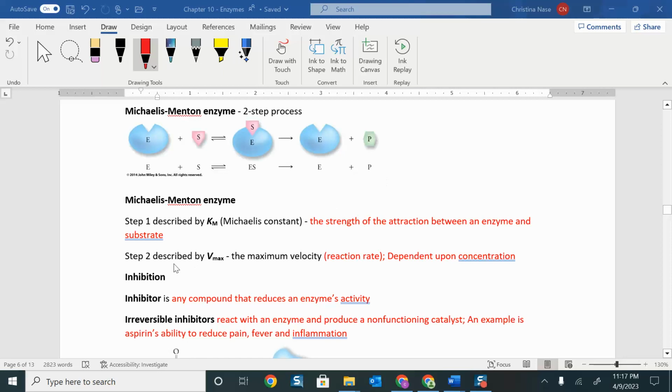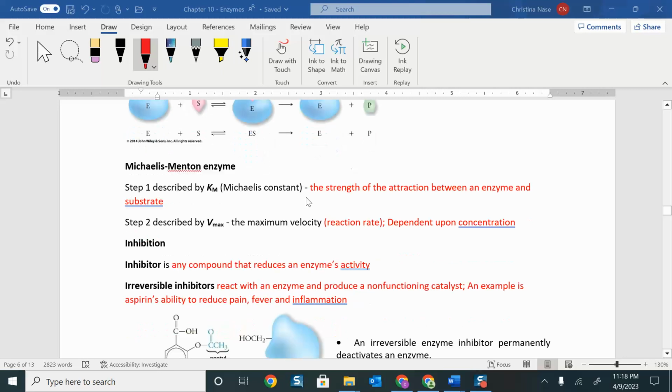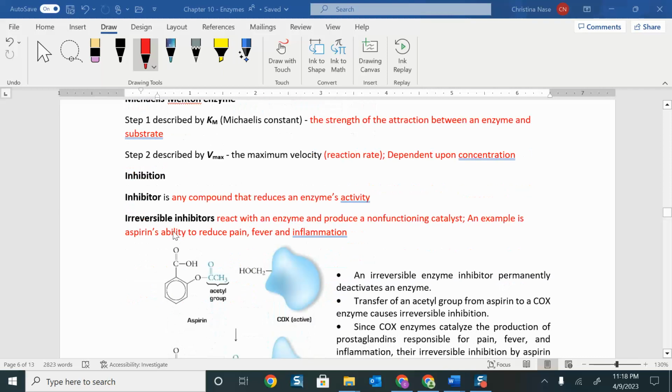So how do we inhibit that? Inhibitors are any compounds that are going to reduce the enzyme's activity in any way. We can attack this with a competitive inhibitor, where the substrate and the inhibitor look the same, or it could be non-competitive, binding somewhere else. They can bind reversibly or irreversibly. Irreversible inhibitors are ones that are going to bind the enzyme and produce a non-functioning catalyst. So basically, they deactivate that enzyme permanently.